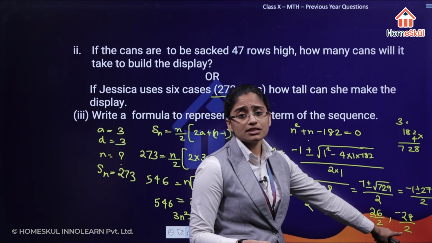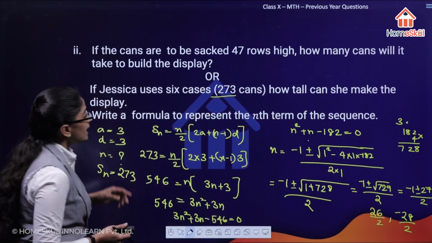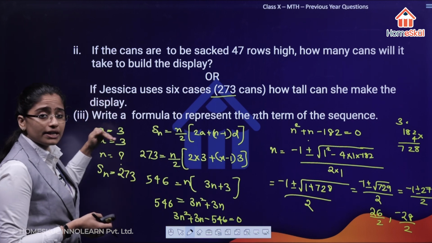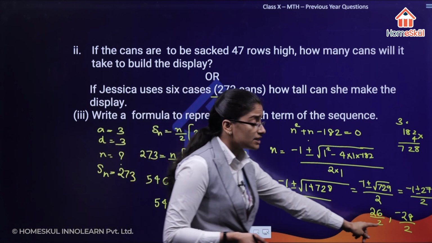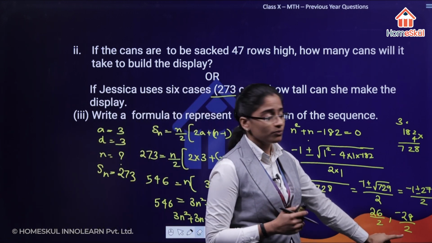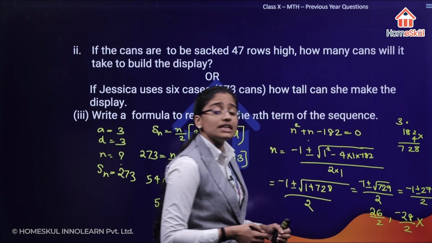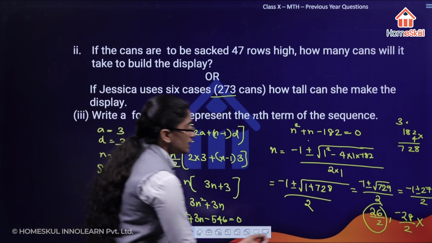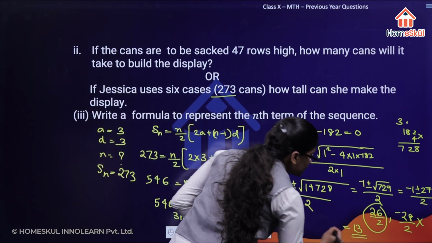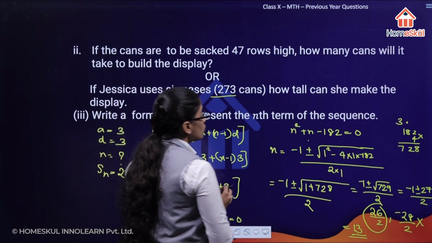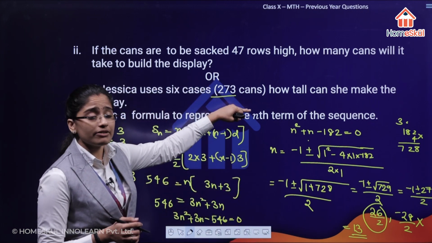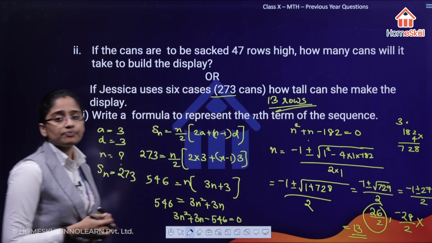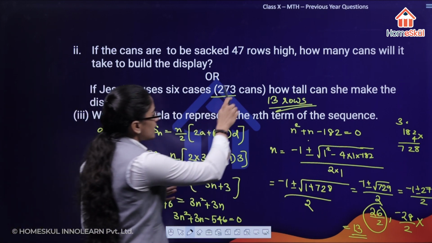Here, do we consider this minus term? No. What do you mean by n? n is how tall she could make the display, right? That means the number of rows. Is there any chance that the number of rows becomes a negative number? No. So we will ignore minus 28 by 2, which means we will consider only 26 by 2. What is 26 by 2? It is equal to 13. Therefore, the value of n, or the number of rows she can make with these 273 cans, is 13 rows. Clear? Okay. So we have done with the second sub question.